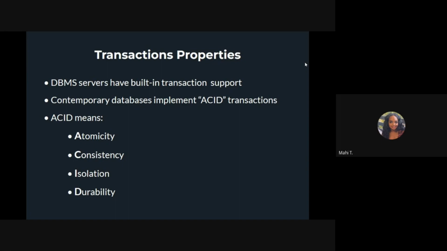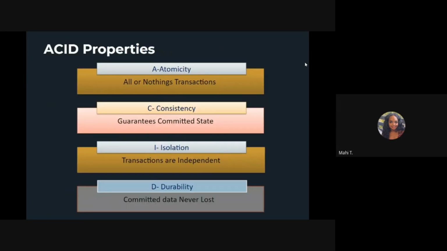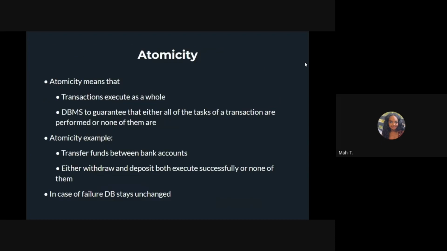Let's talk about each of them. We already explained it before, but we're going to talk about it again. Let's see what this is. All right, so ACID properties: atomicity, all or nothing transactions; consistency guarantees committed state; isolation, transactions are independent; durability, committed data is never lost. We're going to get back to this. I left this screen so you guys can have a little bit of a view.